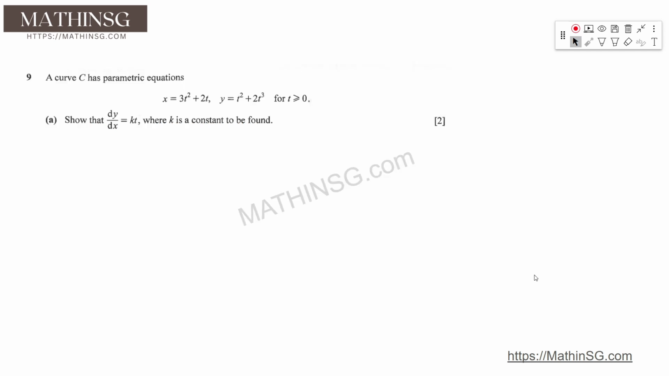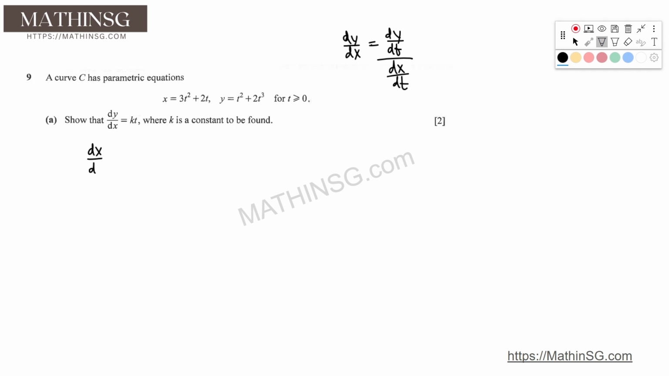So now let's take a look at question 9, which is a parametric equation question. You're given a curve with this parametric equation, x equals 3t squared plus 2t, y equals t squared plus 2t cubed, and you need to find dy/dx in terms of t. In order to find dy/dx for a parametric equation, it equals dy/dt over dx/dt. So what we need to do first is differentiate x in terms of t and y in terms of t, then we can sub it in here to find dy/dx.